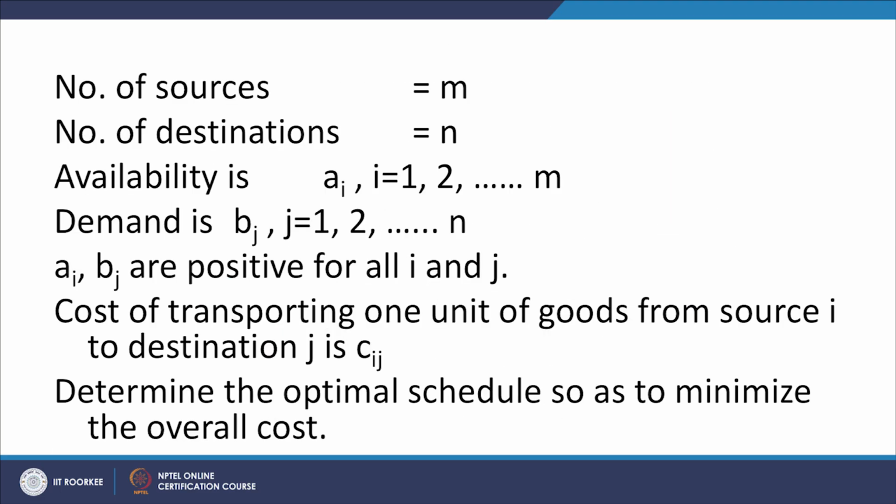minimized. So, let us suppose that the sources are m in number, destinations are n in number, the availability at the origins is given by ai, i goes from 1 up to m, and the demands at the destinations are given by bj, j equal to 1 to n, and of course all the ai's and bj's should be positive for all i and j. The cost of transporting 1 unit of the goods from the ith source to the jth destination is Cij, and this should be a real number. We need to determine the optimum schedule so as to minimize the overall cost.